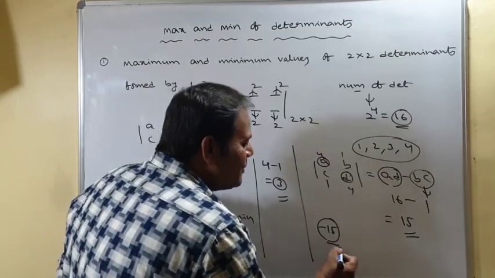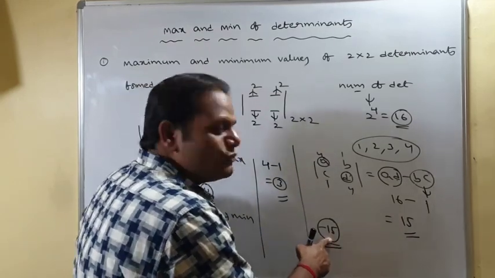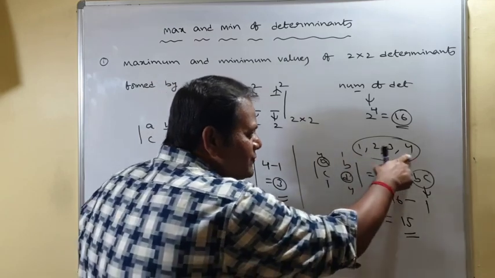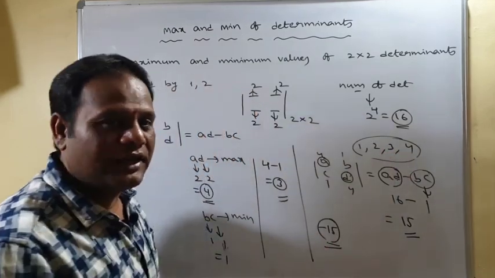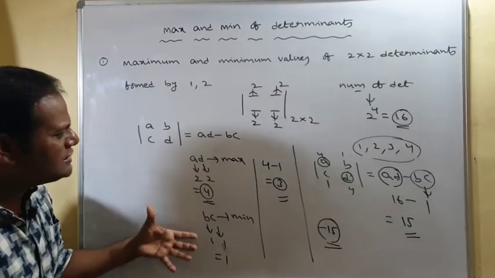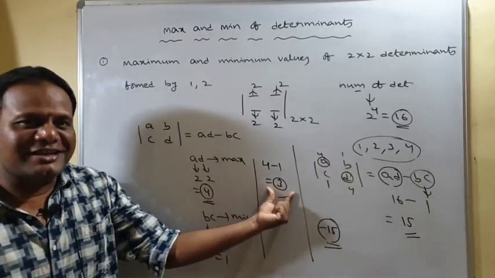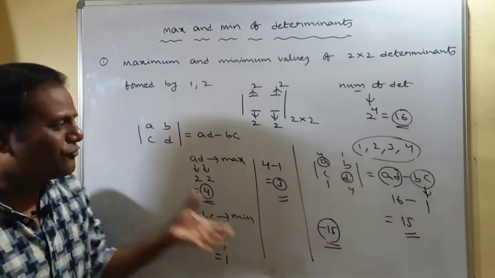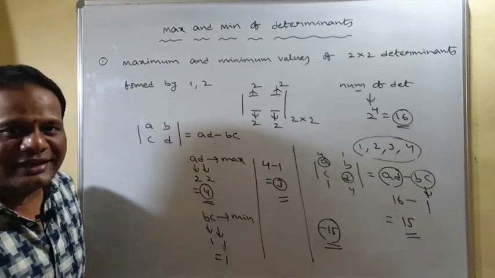So the minimum value of the 2 by 2 determinants formed by these 4 elements is minus 15. Okay, coming to this problem, what is the maximum determinant we got? 3. Can you tell that? What is the minimum determinant we can get?